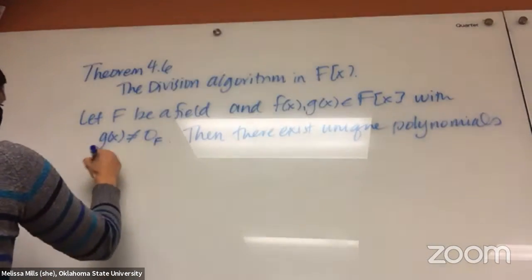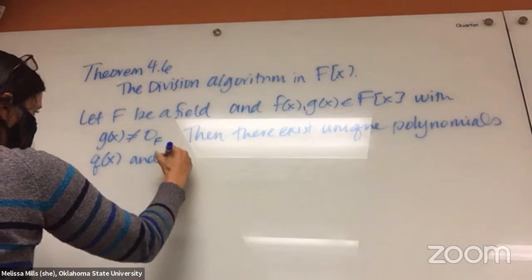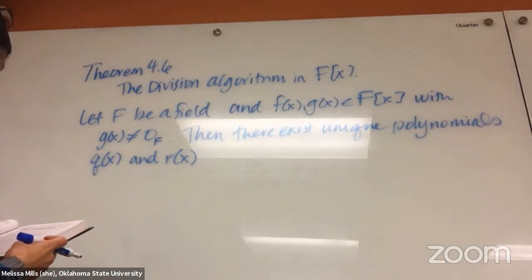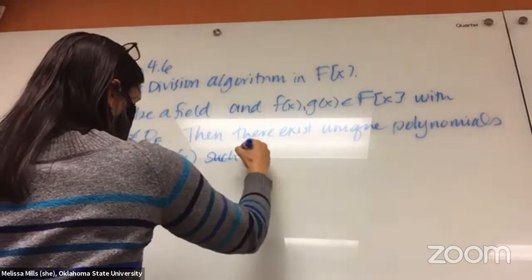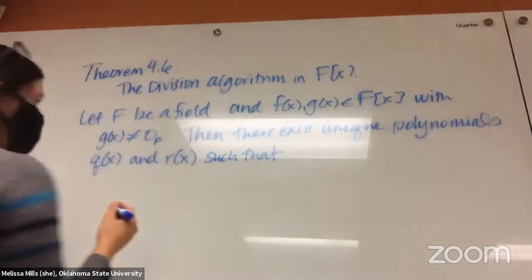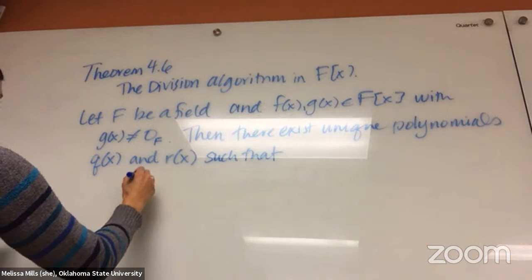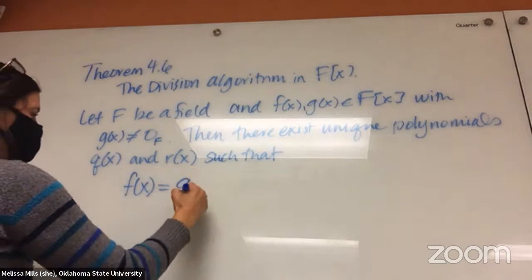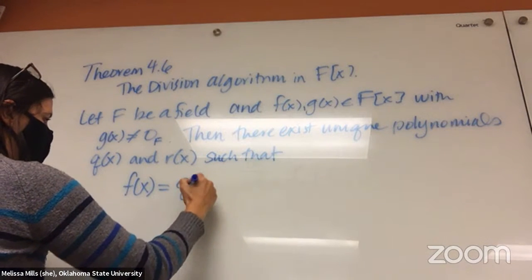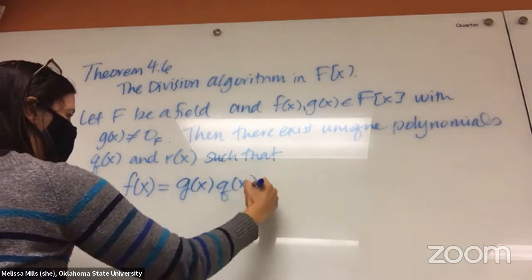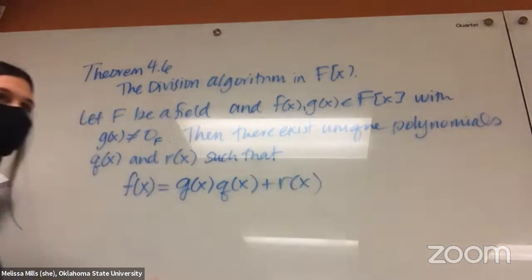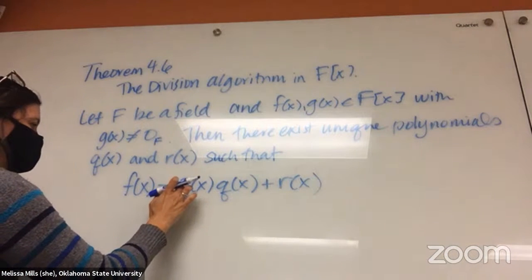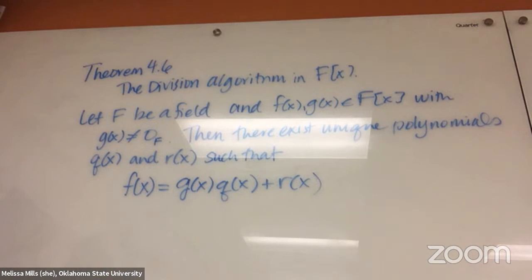q of x and r of x such that, and we know what it's going to say, don't we? So f of x equals, what do you think? g of x, oops, that's a q. g of x, q of x plus r of x. Right. Can you tell the difference in my g's and q's? They kind of look the same. g of x, q of x plus r of x.